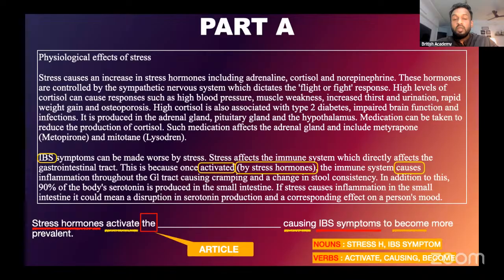This is because once activated by stress hormones, the immune system causes inflammation through the GI tract, causing what? Cramping, change in stool consistency. What are these? These are symptoms. So, what is that one thing which is causing these symptoms? Something is getting activated. Stress hormones are activating something. So, what is it? You can put your answers in the chat box. You can try. Give a try.